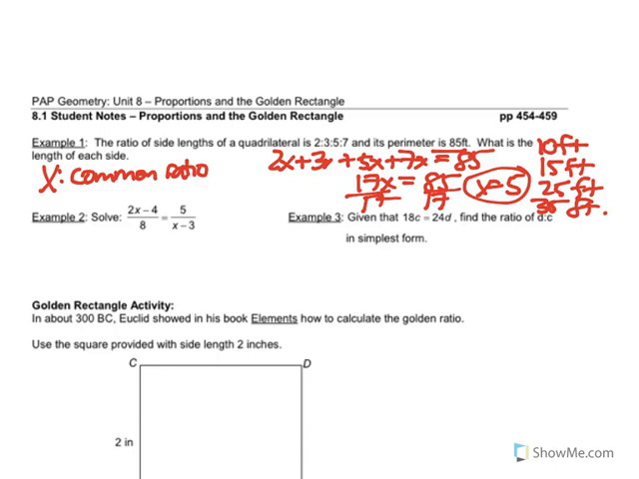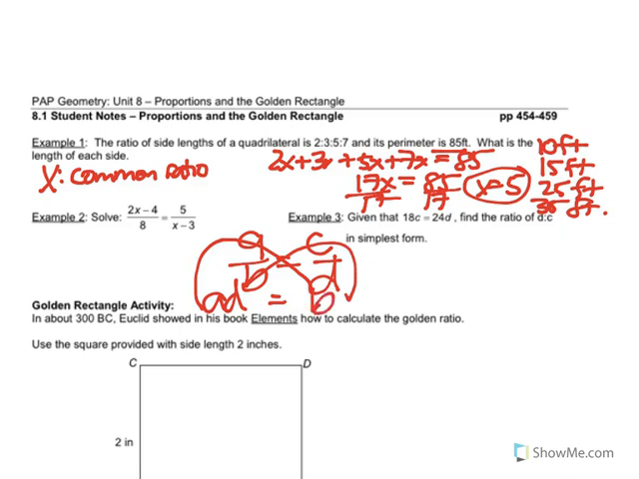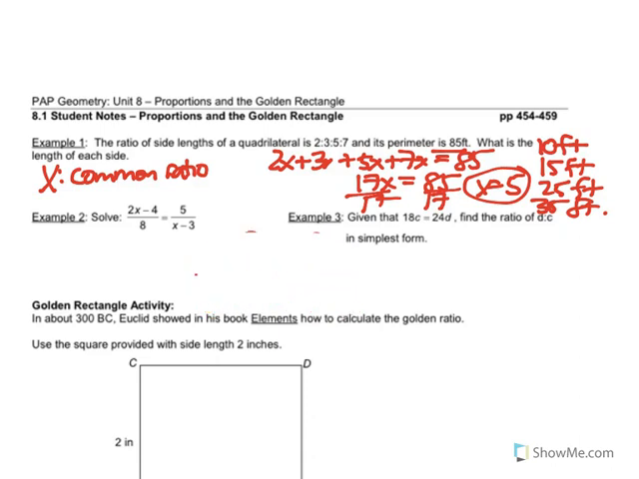It says solve this. Now we have a proportion, and the way we solve proportions is by using cross products. And what do I mean by cross products? When we have A is to B is equal to C is to D, to solve it we can do A times D is equal to B times C, and then solve. So on this one, we're going to take 2x minus 4 right here times x minus 3. That's one side, and then the other side is going to be equal to 8 times 5.